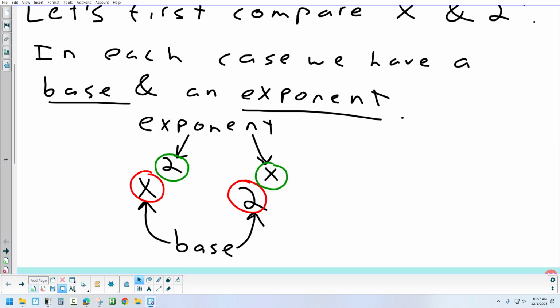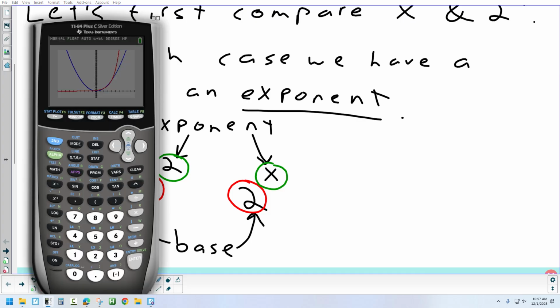In particular, there are two kinds of exponential. There's one called exponential growth, and there's another called exponential decay. Yep. 2 to the x, with the graph in red, that is an example of exponential growth.